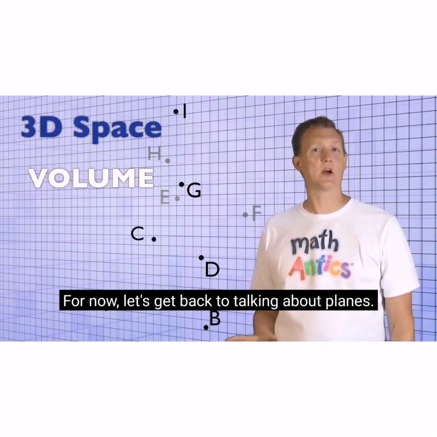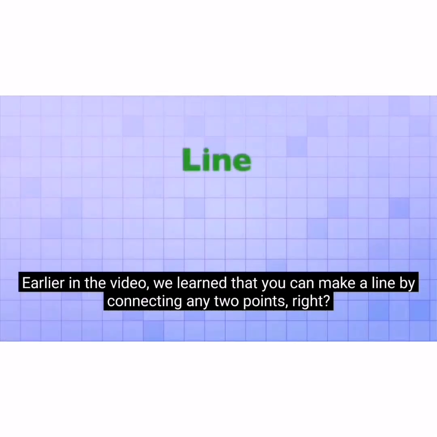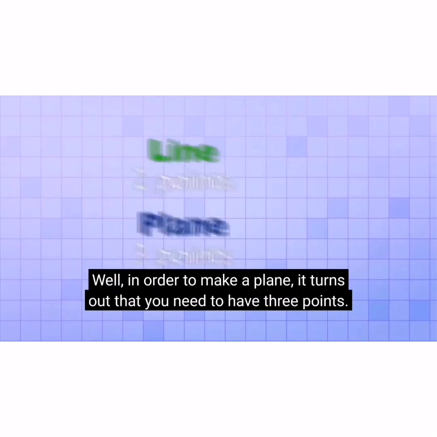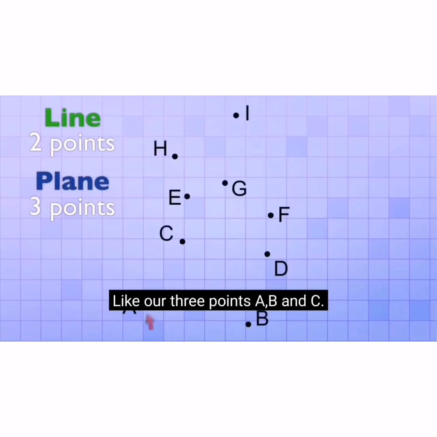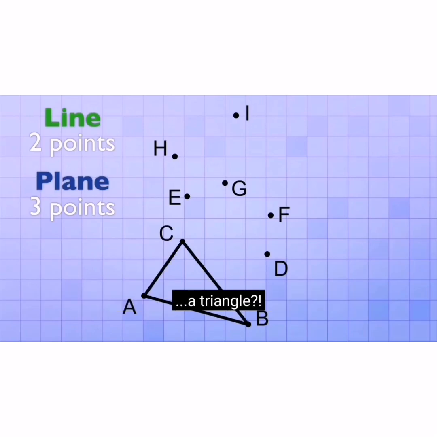For now, let's get back to talking about planes. Earlier in the video, we learned that you can make a line by connecting any 2 points, right? Well, in order to make a plane, it turns out that you need to have 3 points. Like our 3 points A, B, and C. If you just connect A and B, you get a line. But if you connect A, B, and C, you get a triangle.